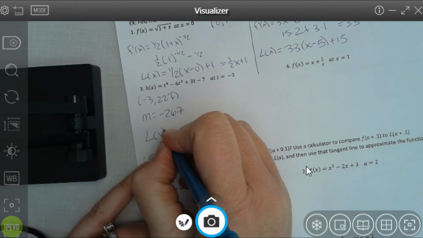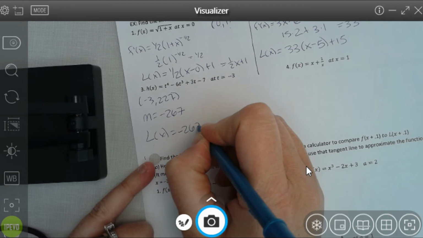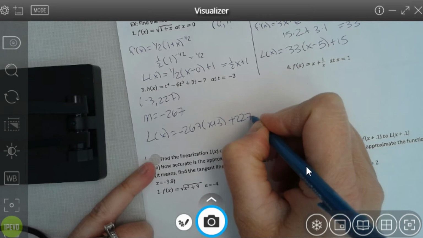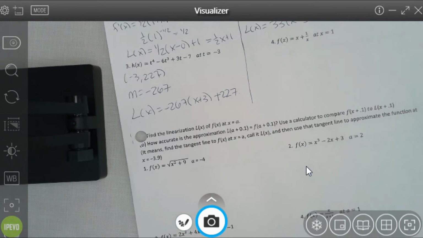So here's the linearization of that. So let's see, my slope, x, and then my y. Okay, so I think we got that down. So we don't need to try another one.